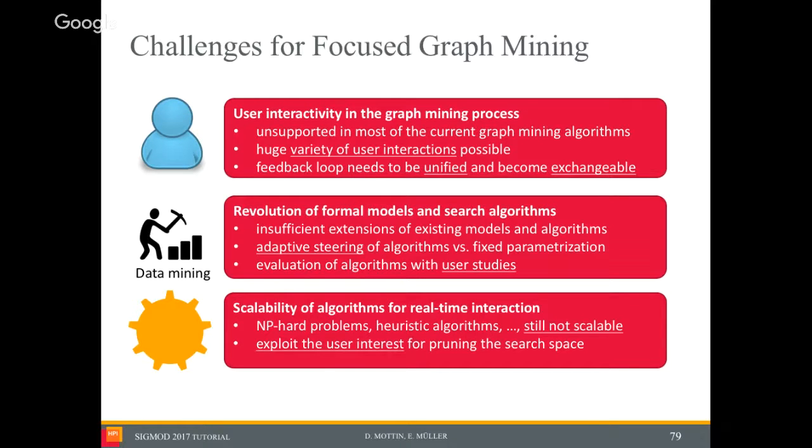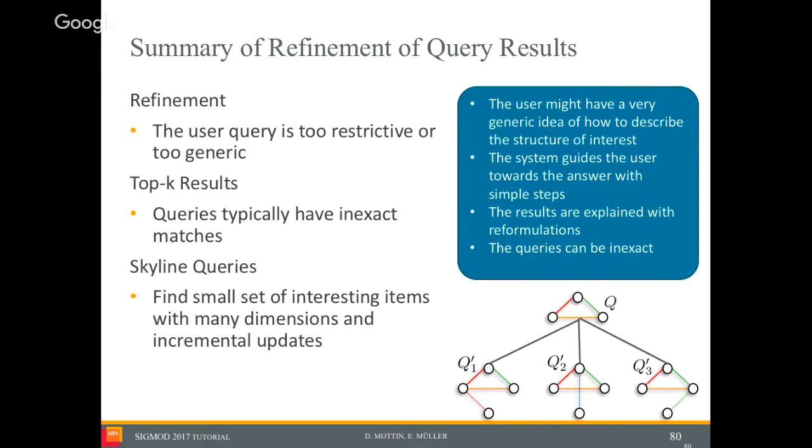The last point is obvious: scalability of our algorithms. Most of these problems that we proposed here are NP-hard problems. Still, they are not scalable. Even if we go for heuristic approaches to large graphs, they don't scale so far. We have to exploit the user interest also in pruning our search space. The user helps us also with the scalability issue. So that's it for the graph mining approaches. And one final slide.